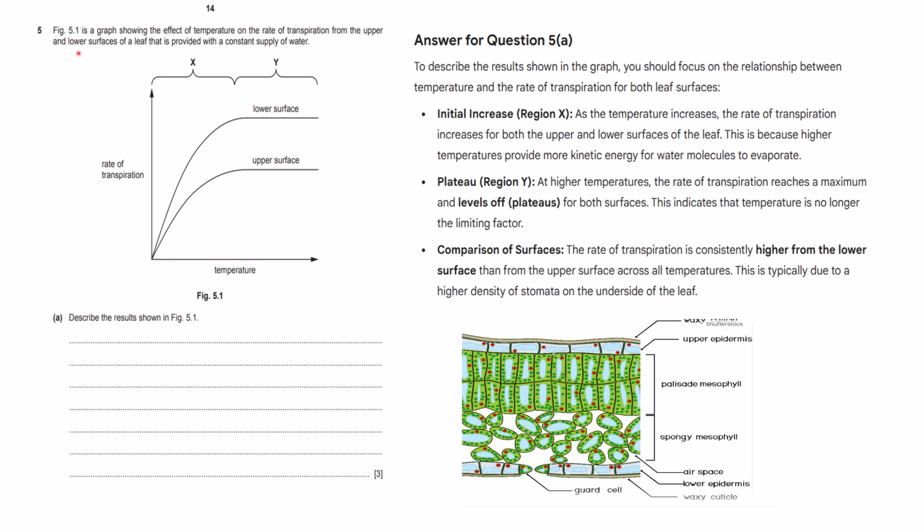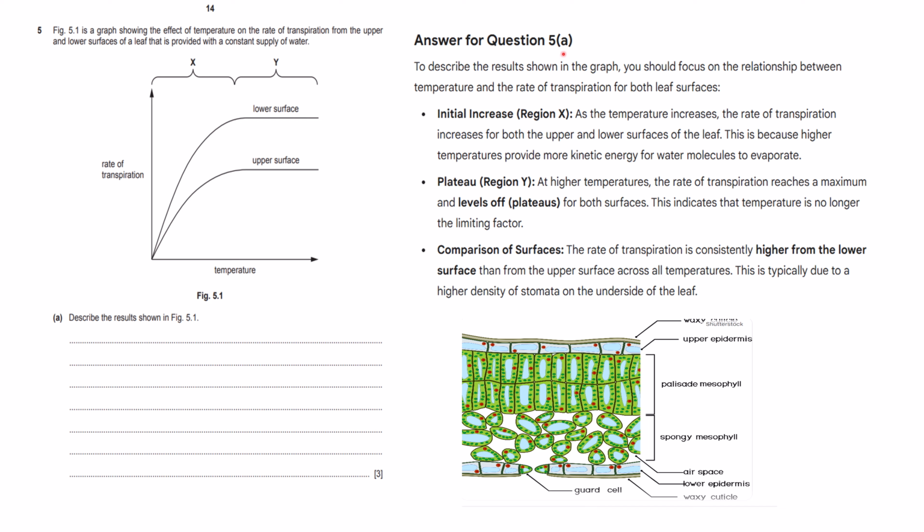Question 5. Figure 5.1 is a graph showing the effect of temperature on the rate of transpiration from the upper and lower surface of a leaf that is provided with a constant supply of water. Here is the graph: rate of transpiration, temperature, upper surface and lower surface. Describe the results shown in figure 5.1.